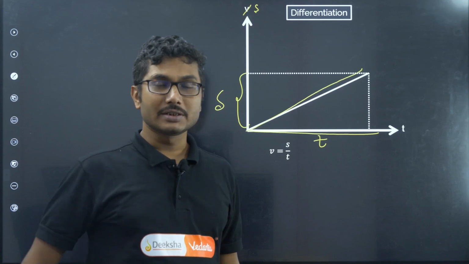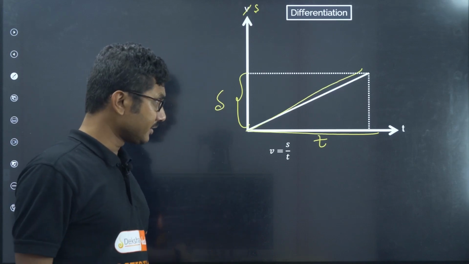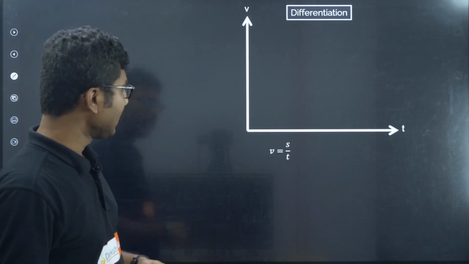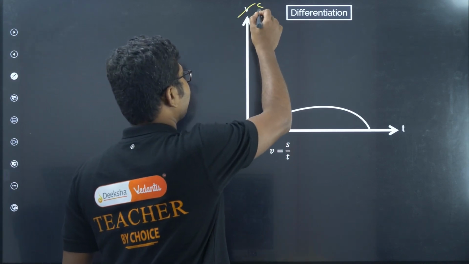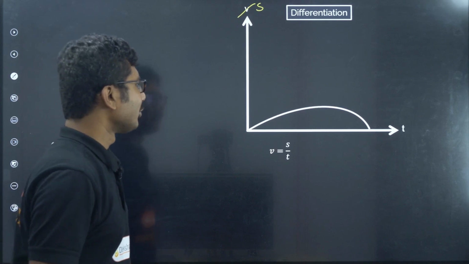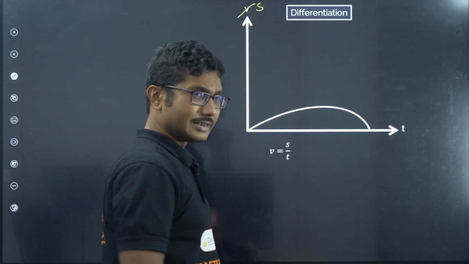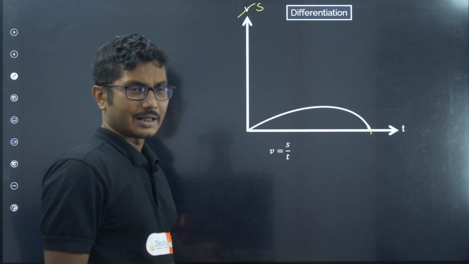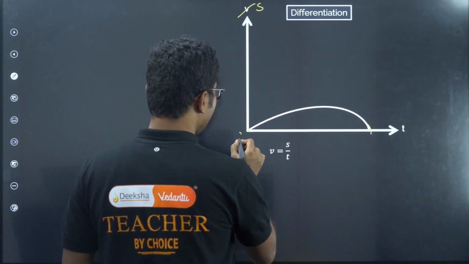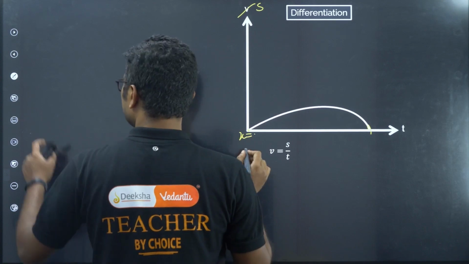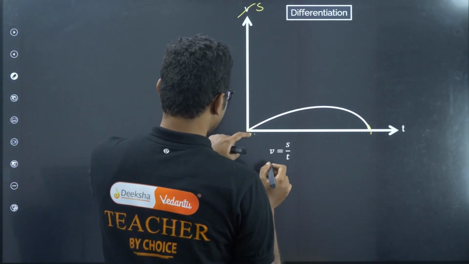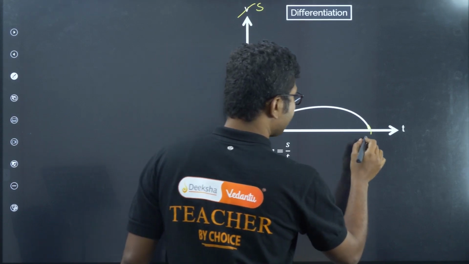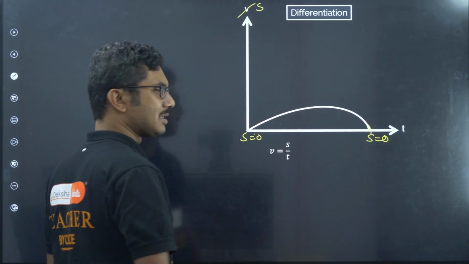Now if the velocity is not constant, then how can we calculate the velocity? So let us take another case where it is like this. It is starting from the origin, that is, displacement was 0, and at the end it is reaching here. That means again at this point displacement is 0. Here also displacement is 0. So the total net displacement is 0.